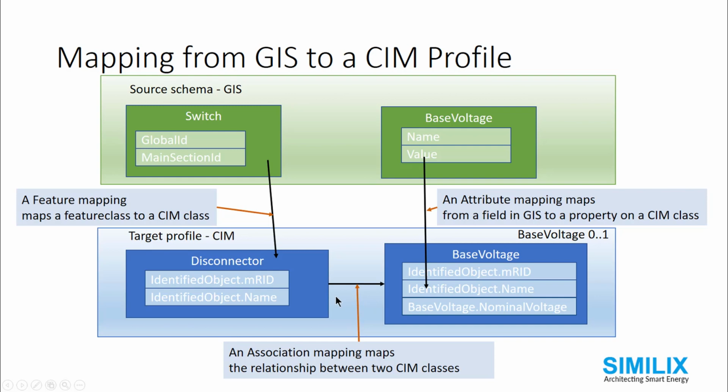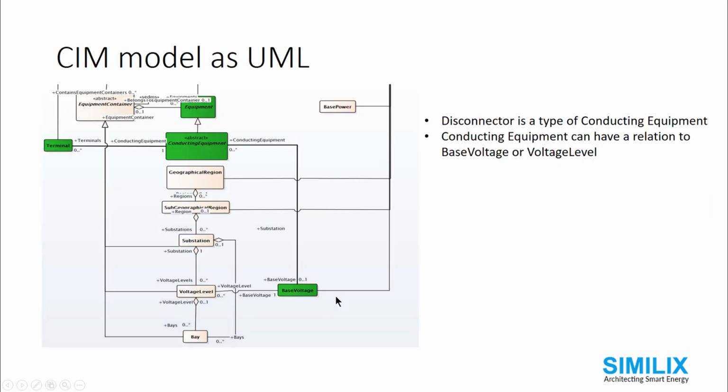In CIM, many of the classes are related to other classes. As an example, the disconnector is a type of conducting equipment, and the conducting equipment class has a relation to the base voltage class. In the demo, I will map the relation using an association mapping.